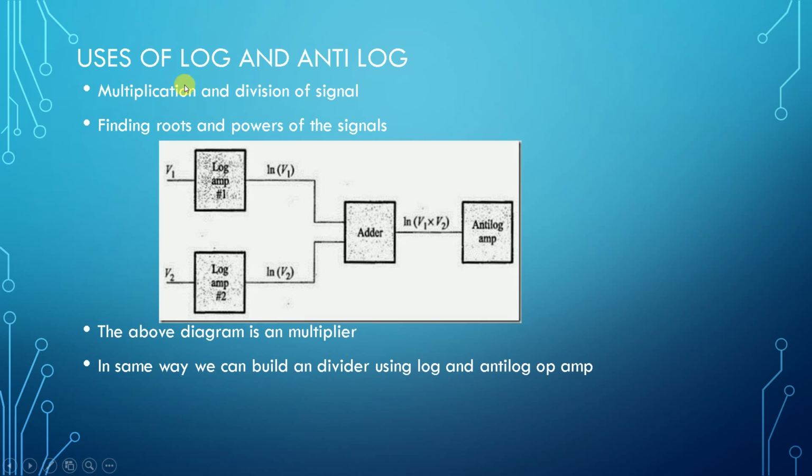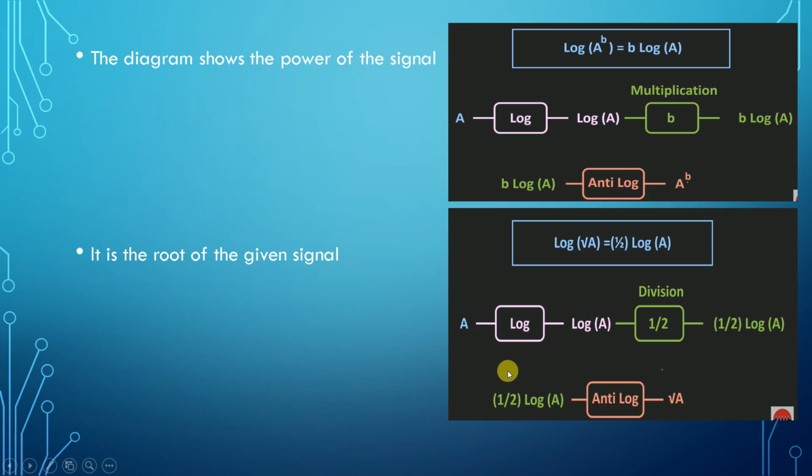You can see in this picture, V1 and V2 are given to two log amplifiers, and we get log V1 and log V2. When these are added, we get log V1V2. After applying anti-log, we get V1 times V2 as the output. In the same way, we can build a divider using log and anti-log op amps. In the diagram given here, we can find the power of the signal, and in this diagram we can find the root of the given signal.